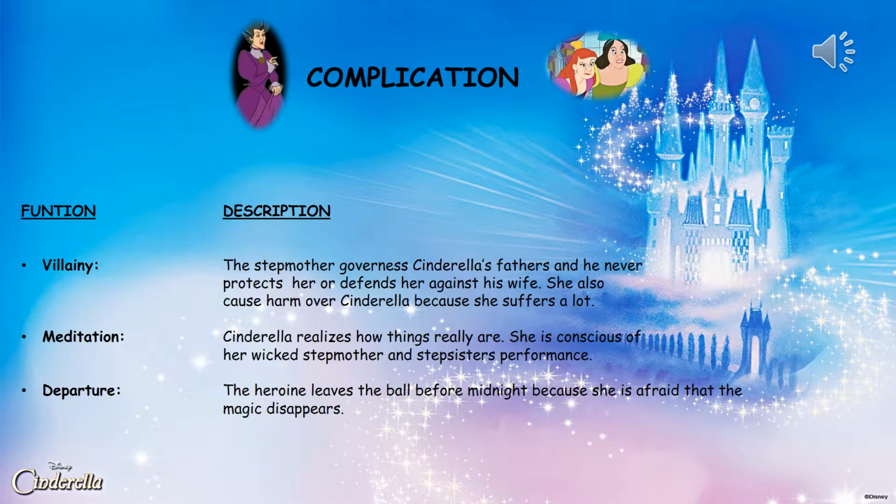The next group contains functions associated with complication. They are villainy: the stepmother governs Cinderella's father, and he never protects her or defends her against his wife. She also causes harm to Cinderella because she suffered a lot. Mediation: Cinderella realizes how things really are. She is conscious of her wicked stepmother's and stepsisters' performance. Departure: Cinderella leaves the ball before midnight because she is afraid that the magic disappears.